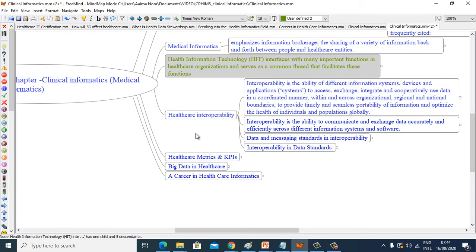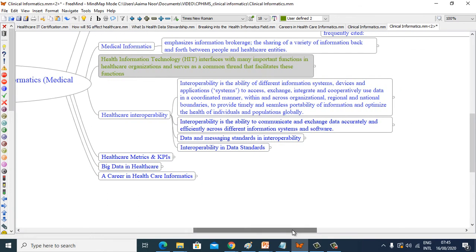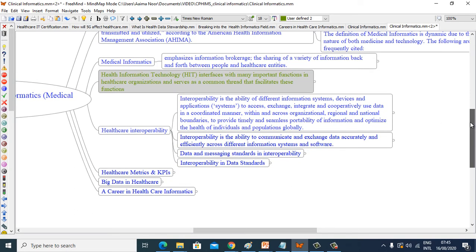Now we'll see health interoperability. Interoperability is the ability of different information systems, devices, and application systems to access, exchange, integrate, and cooperatively use data in a coordinated manner within and across organizational, regional, and national boundaries to provide timely and seamless portability of information and optimize the health of individuals and populations globally.